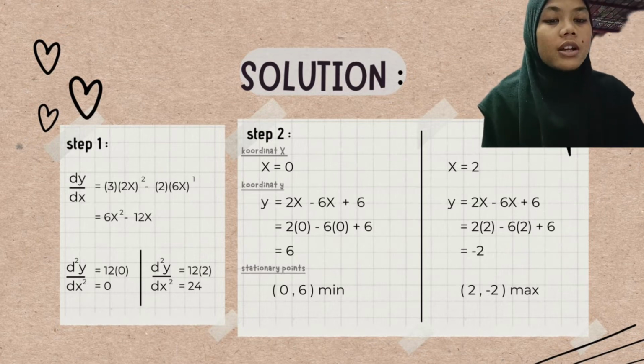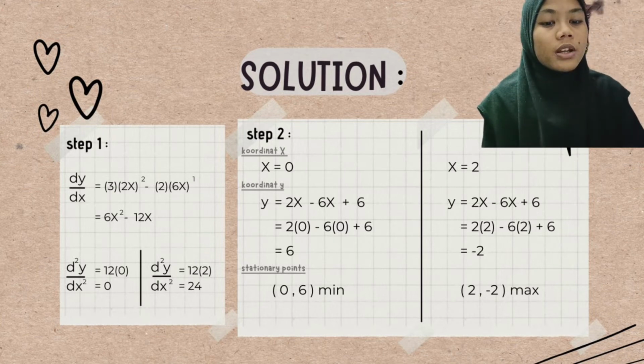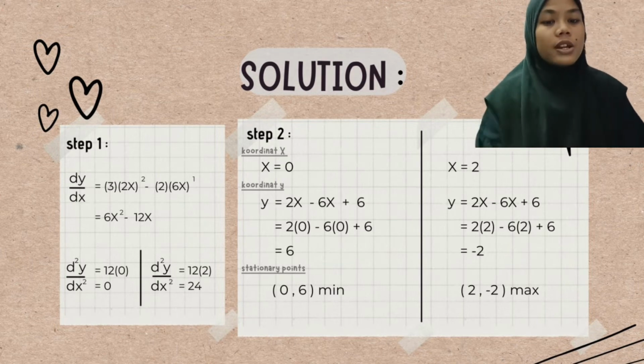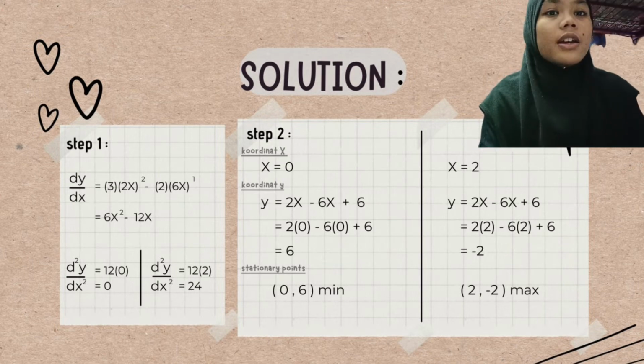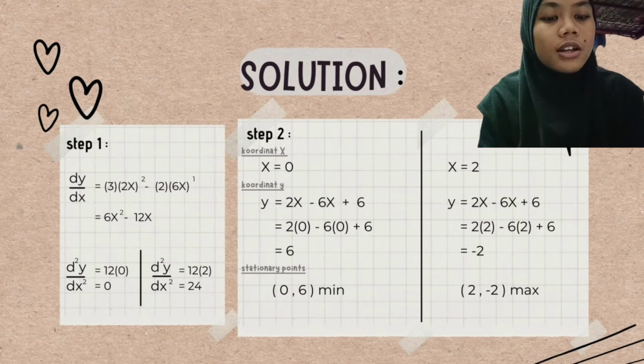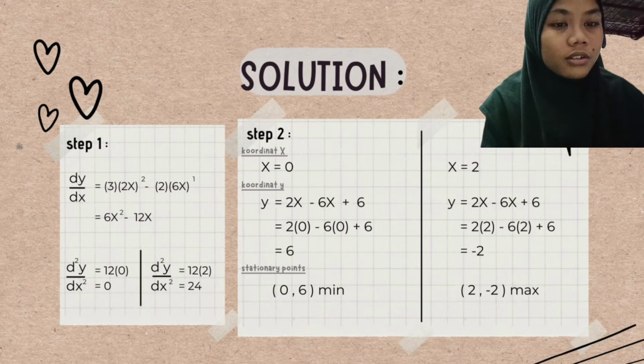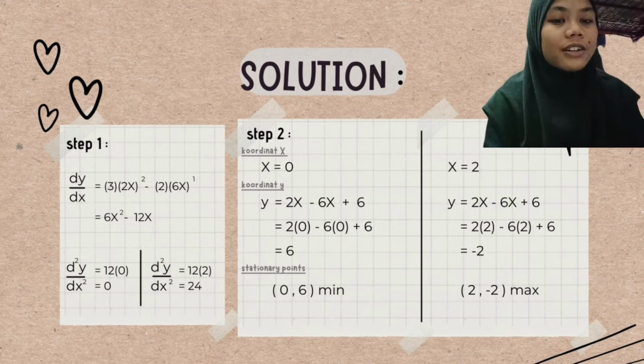We need to enter the factorized answers into the original equation, y equals 2x power 3 minus 6x power 2 plus 6. So when x equals 0, the value of y is 6, while when x equals 2, y equals -2.